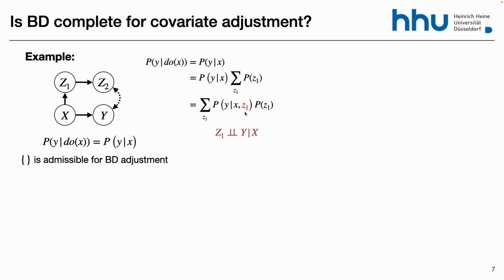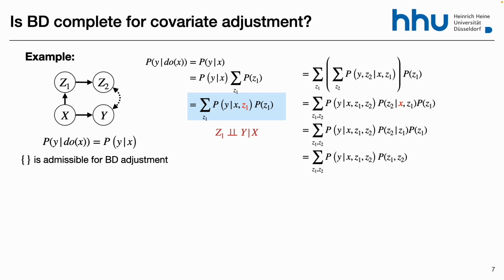So the expression is valid using set Z equals Z1, but it's not given through the backdoor adjustment criterion. So it's not complete, right? So there are sets where it's valid. I can go further, and let's do here.